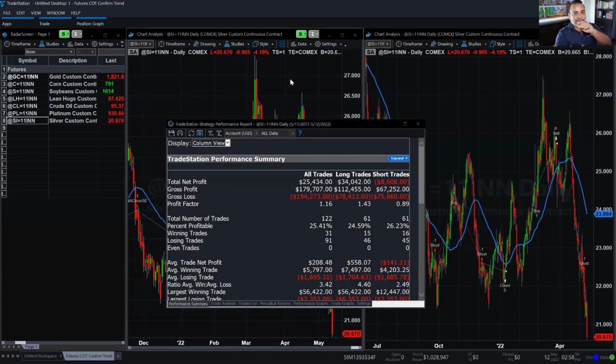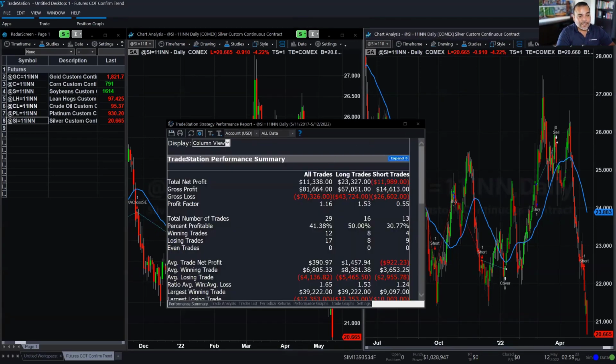Actually, this is a very interesting example. If you look at net profit, the strategy without COT data made more money, about $25,000. But the profit factor was 1.16, and our percent profitability was 25. If I go to the strategy that's using COT, it drops the net profit by half. But the profit factor is still the same. I have fewer trades, but the percent profitability increases.